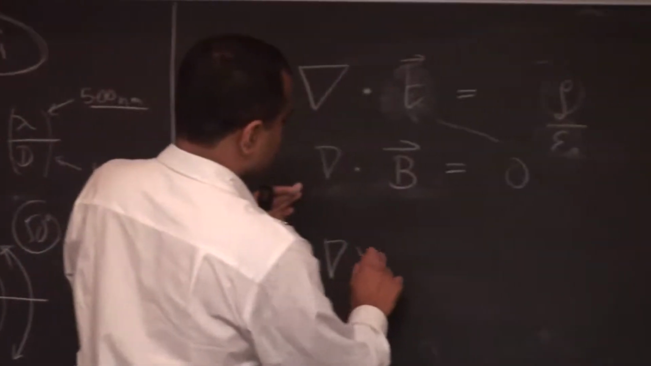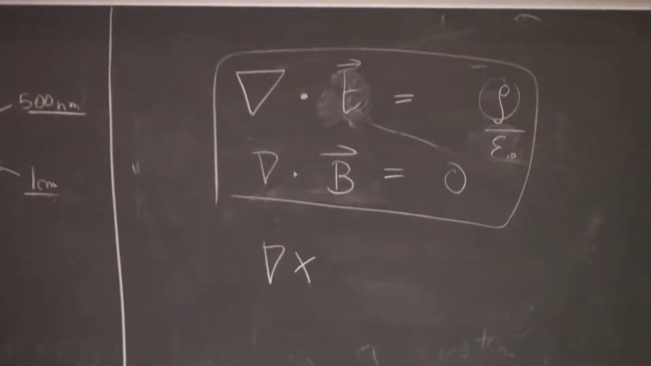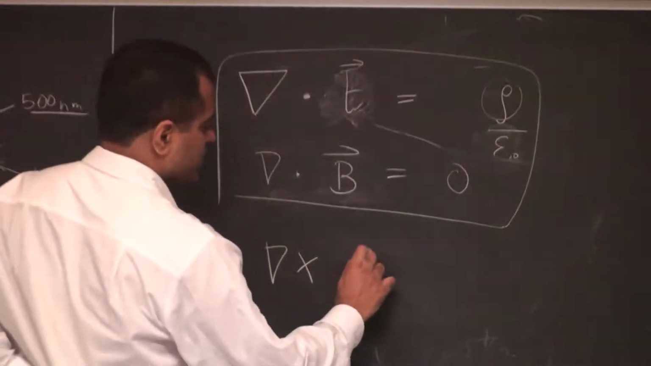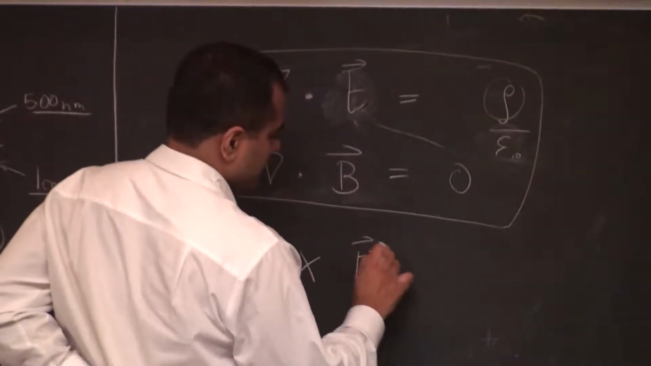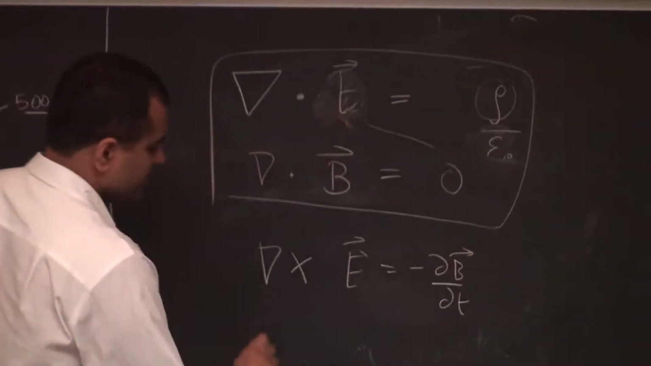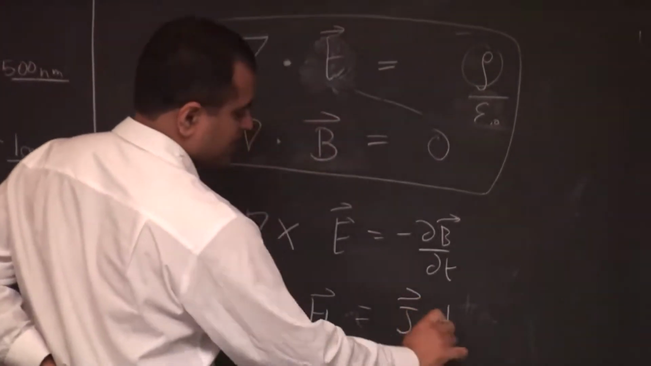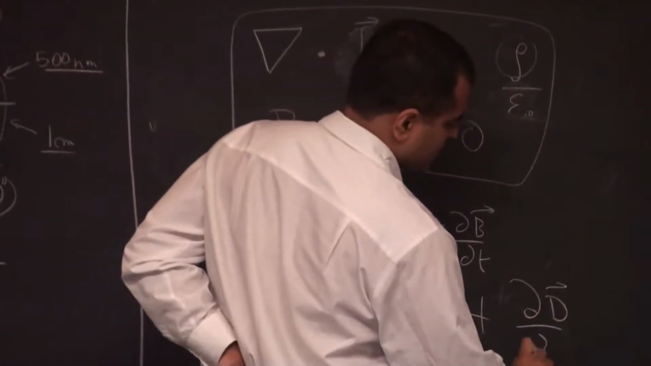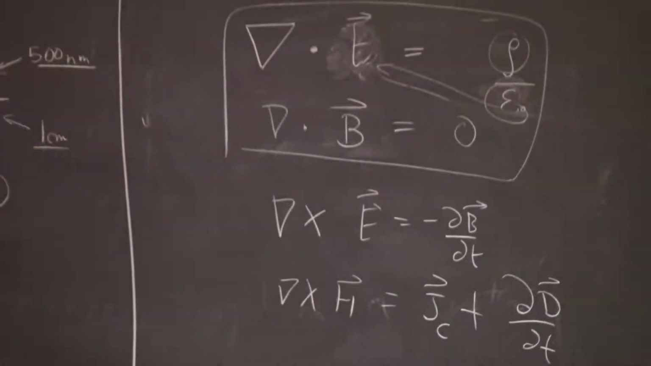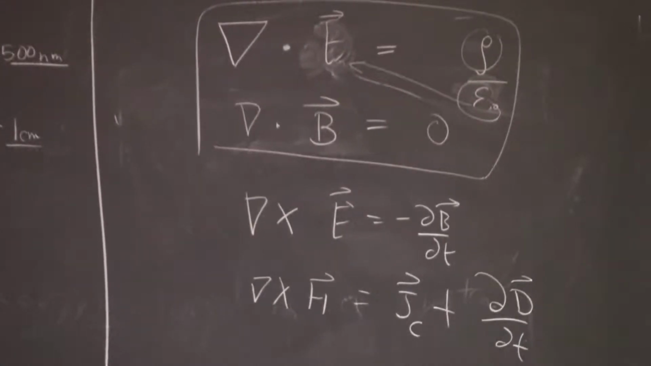Now curl. Both of these are electrostatics. There is no time, no d over dt in those. So now we get into time-dependent phenomena, where we look at the curl of the electric field, and that's the negative rate of change of the magnetic field. And the curl of the magnetic field is the conduction current plus the rate of change of the displacement, which is epsilon times E. I'm going to look into this in a little more detail, but those are the two time-dependent Maxwell's equations.